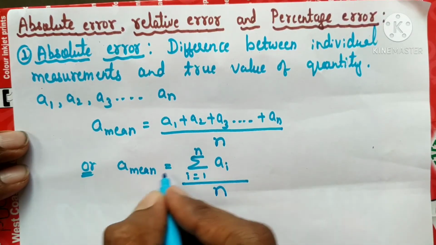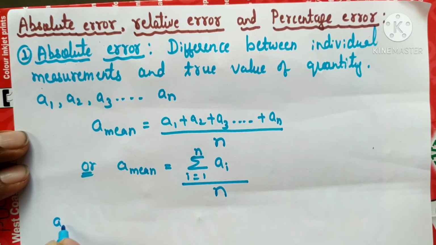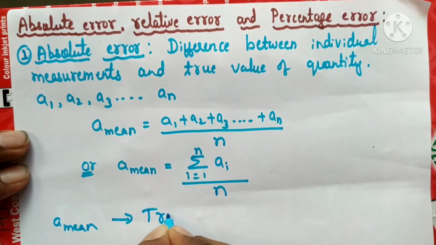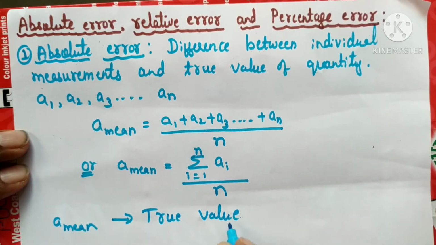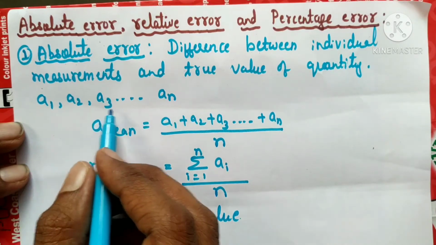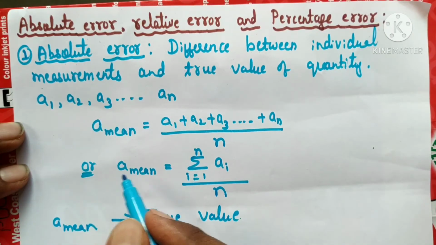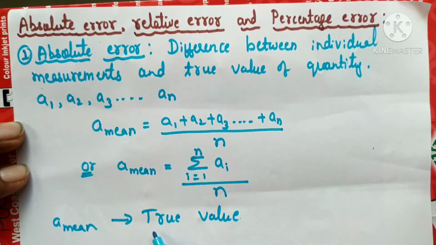Okay, and this A mean, that can be called the true value or standard value of the physical quantity. Why can I take this as the true value or standard value? Because I have taken n number of readings from the experiment, then I have taken the mean of those readings, so that this mean can be taken as the true value or standard value of the physical quantity.